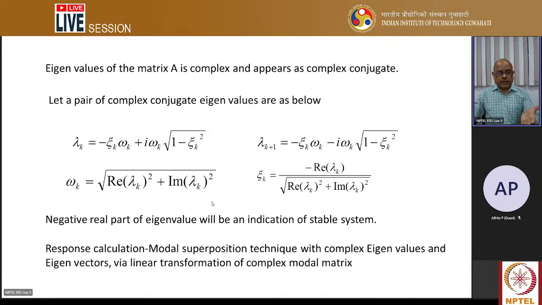Now we find the mode shapes and natural frequencies appearing as complex conjugates. The complex natural frequency indicates two parts. One is the frequency part and another is the damping part. So simultaneously we get the two parts of the modal characteristics.